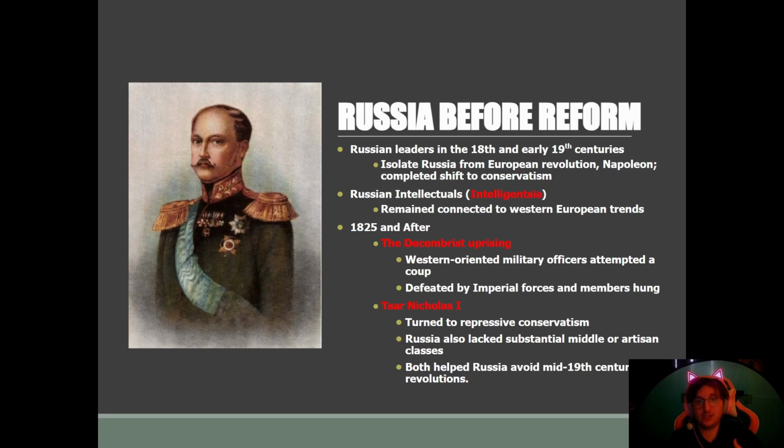This is when Western-oriented military officials attempt a coup against the conservative government, and it's going to be defeated by the imperial forces, and all its members will be hung. Tsar Nicholas I will turn to repressive conservatism. During this time, Russia lacked a substantial middle or artisan classes, and both of these things helped Russia to avoid the mid-19th century revolutions.